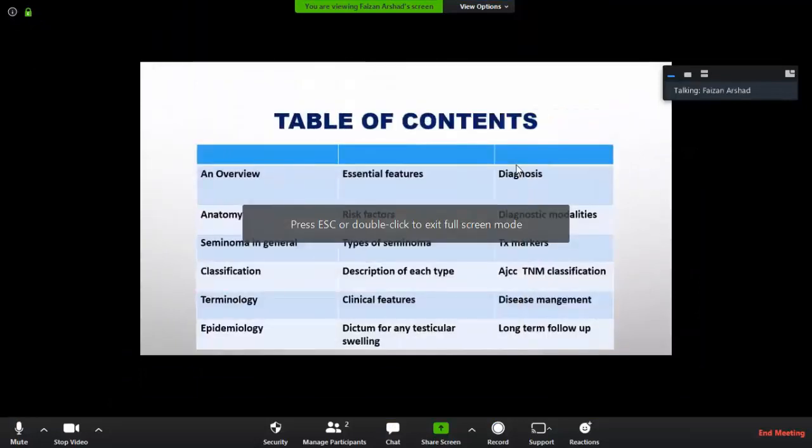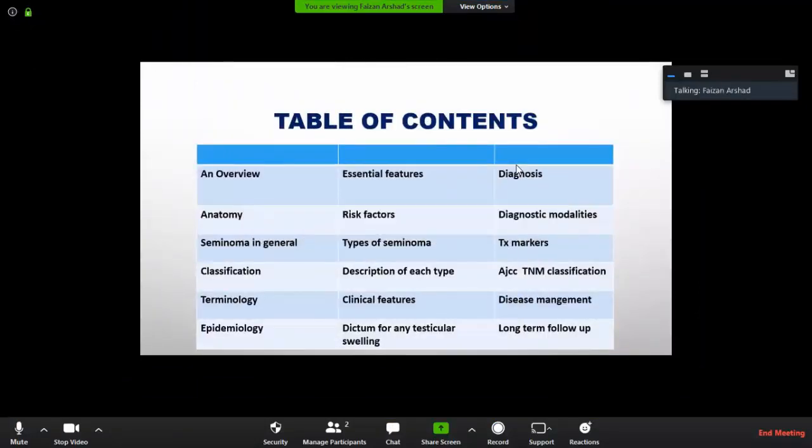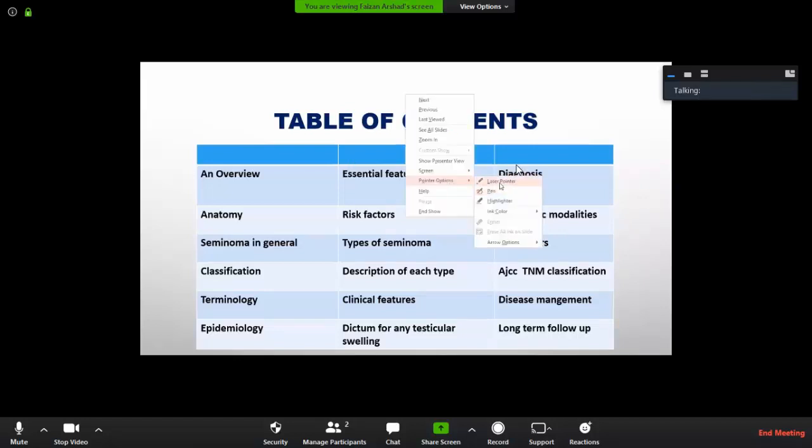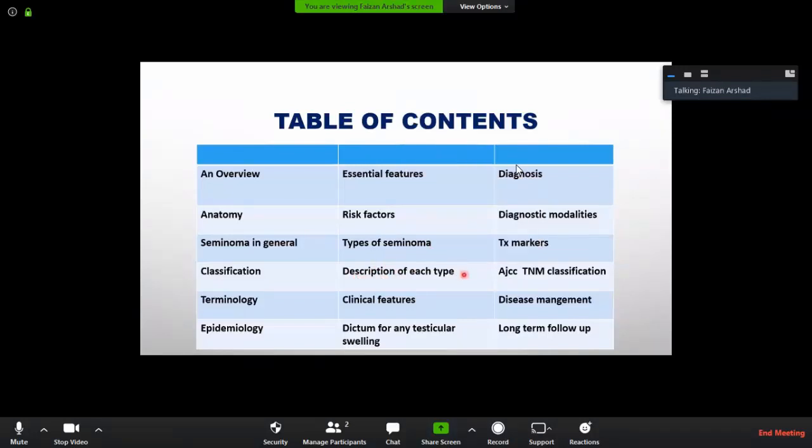The table of contents. In this, we will discuss an overview of seminoma, anatomy of the testes, and seminoma in general, its classification, terminology, epidemiology, essential features, and risk factors. Types of seminoma, description of each type, clinical features, dictum for any testicular swelling, its diagnosis and diagnostic modalities, tumor markers, AJCC TNM-S classification, disease management, and long-term follow-up.